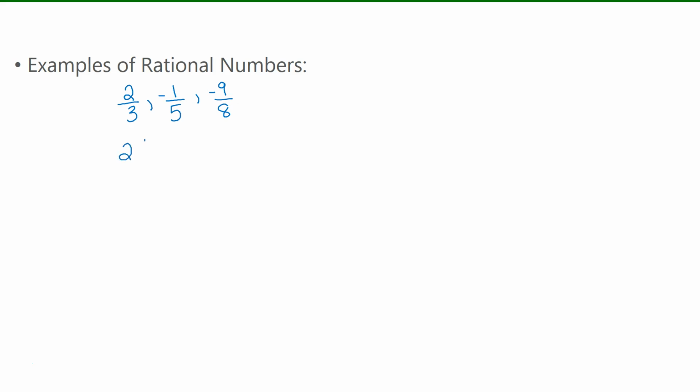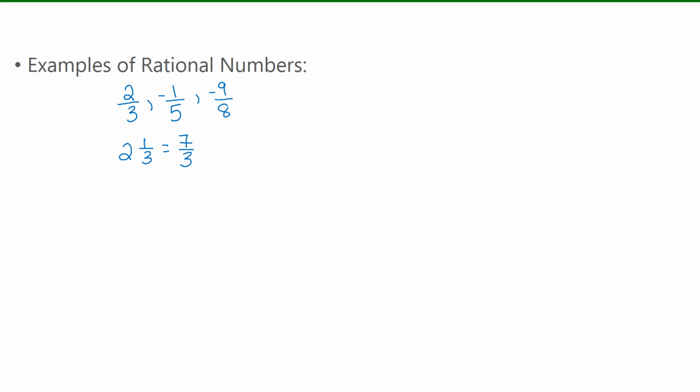A mixed number, like 2 1/3, is a rational as well, because I can change this into an improper fraction by multiplying 2 by 3, which is 6, plus 1, which is 7 over 3.